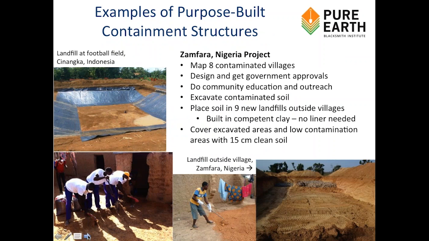This slide shows 2 examples of where Pure Earth has actually built containment structures at the site. The upper left-hand corner shows a containment structure that was built at a football field. The football field was a repository, a dump site for lead waste, so we just built the containment site right at that football field, and then the football field was built over top of it.